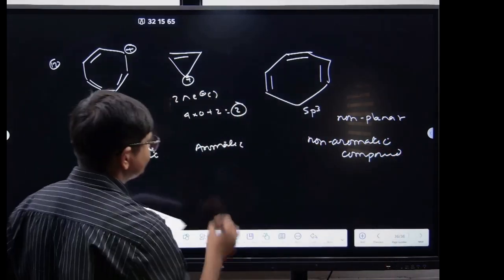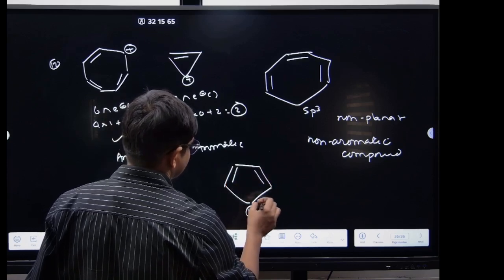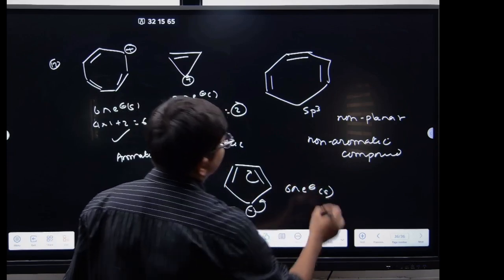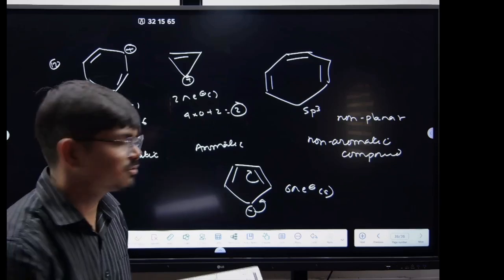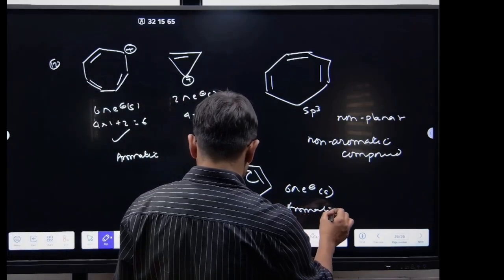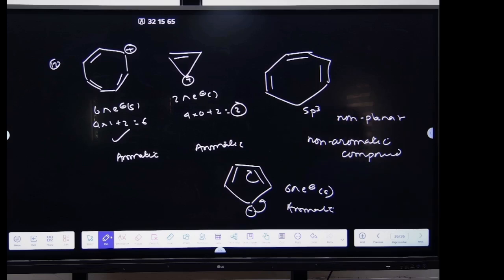Because the last one is also an aromatic compound. देखो, this will look like this one. Negative है ना? तो ये resonance में डाला जाता है. So basically it will have 6 pi electrons. So last one is also an aromatic compound.